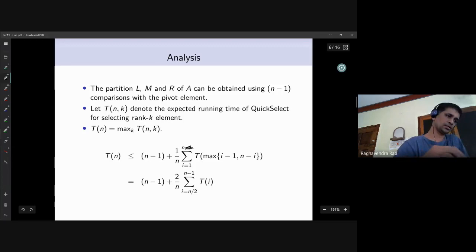So how does this look? Rank can go from 1 to n. You're right. But what are the values here that appear? So T of n minus 1 plus T of n minus 2 plus etc. plus T of n by 2, plus T of n by 2 plus 1 etc. plus T of n minus 1, right?